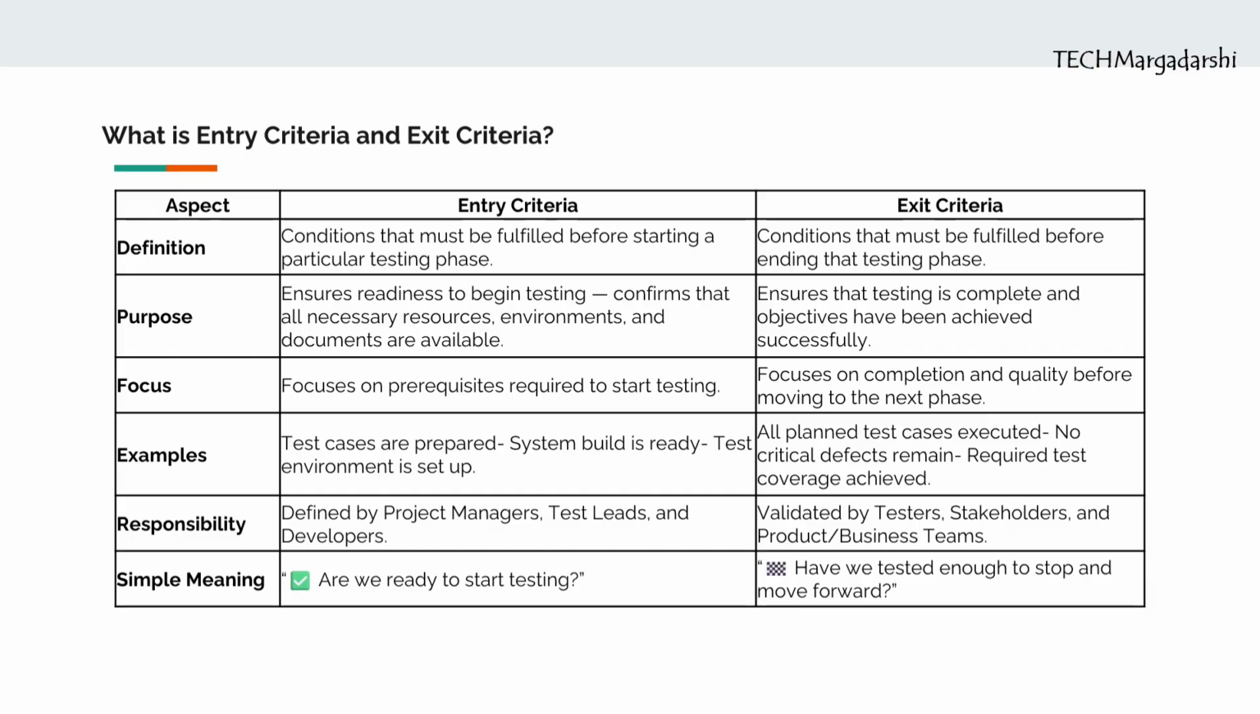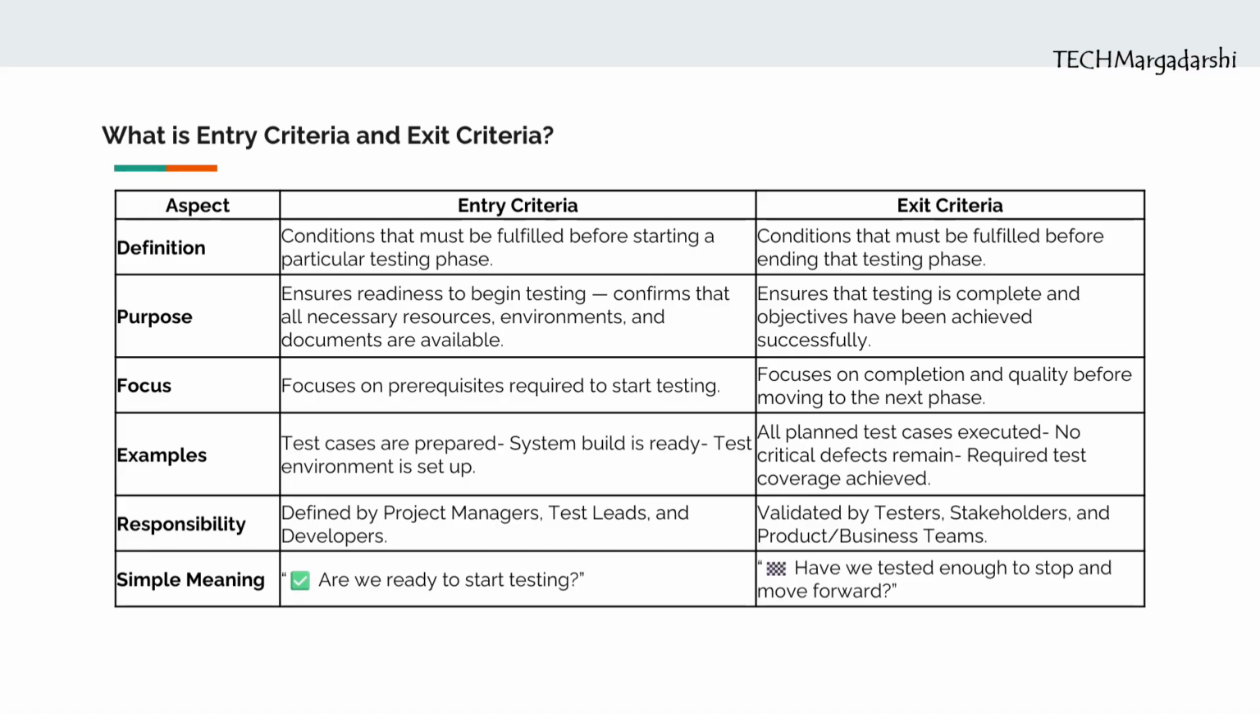Examples. Entry criteria might include having test cases prepared, the system ready, and test environment set up. Exit criteria could include that all planned test cases have passed, no critical defects remain, and sufficient coverage has been achieved. Responsibility. Entry criteria are generally defined by project managers, test leads, and developers. Exit criteria are validated by testers, stakeholders, and often require a sign off from the product or business team.